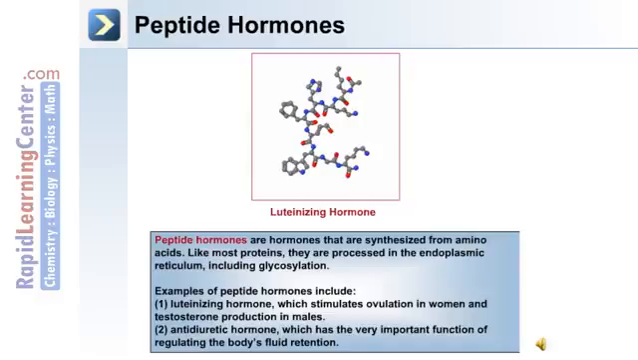Peptide hormones are hormones that are synthesized from amino acids, and like most proteins, they're processed in the endoplasmic reticulum, including the process of glycosylation. Examples of peptide hormones include luteinizing hormone, which stimulates ovulation in women and testosterone production in males, and antidiuretic hormone. Antidiuretic hormone has the very important function of regulating the body's fluid retention.